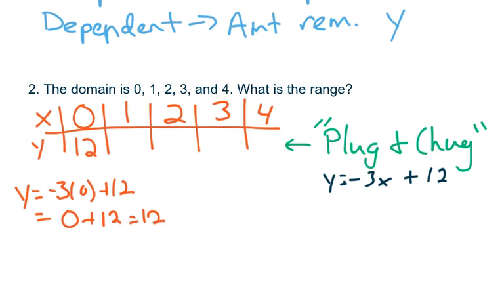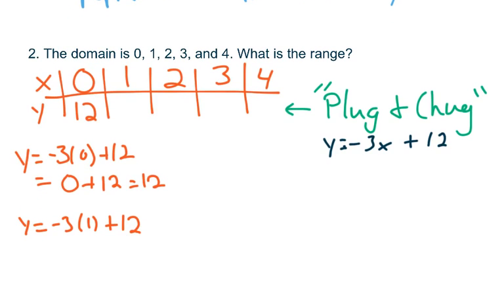Okay, we're going to do the same thing with 1. Y equals negative 3 times 1 plus 12. Let's scroll up a little farther. Negative 3 times 1 is negative 3 plus 12. Negative 3 plus 12 is 9. So then under 1, we're going to have 9. Keep going. Do the same thing.